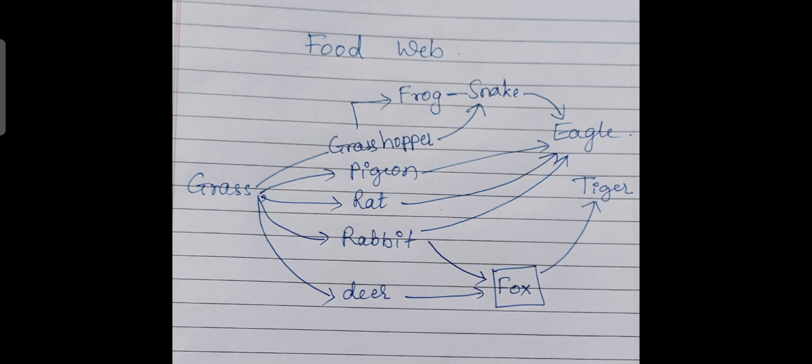So this is the best method to write the food web. Even you can show the rat directly to the snake. It is not given here, so you can mention all these types of food chains which are mixed in the single food web. Food web is nothing but the interconnected food chains.